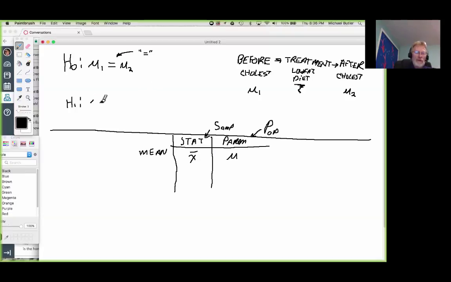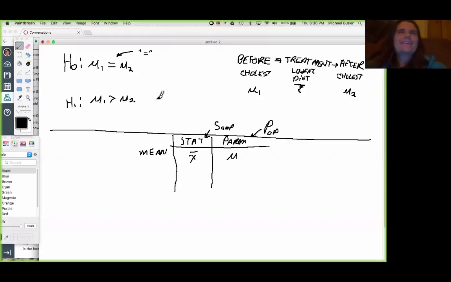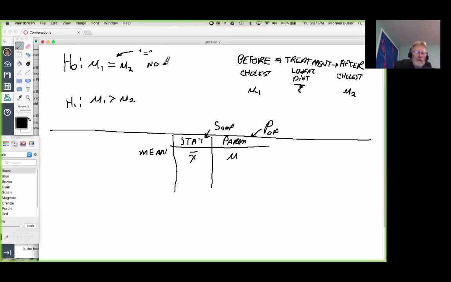Versus what was the alternate going to say? Well, what's the researcher think? The researcher thinks that the before cholesterol is going to be bigger than the after cholesterol, right? The reason you would do this is you'd say, because it's going to drop my cholesterol, right? Because I'm not eating as much fat. Yes, no, maybe? Catherine, you're looking confused. The null says no difference. There's no relationship, there's no difference. The alternate says there is a relationship, there is a difference, that the two parameters are different from each other. Okay.